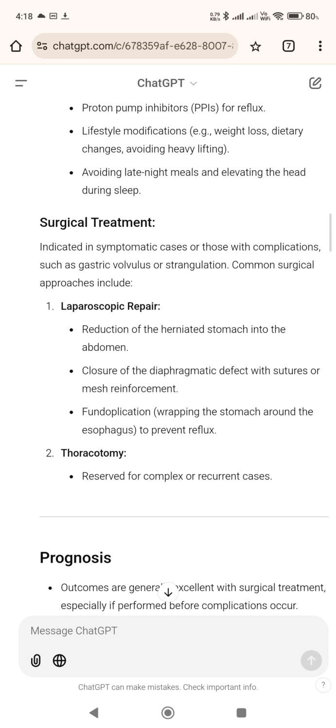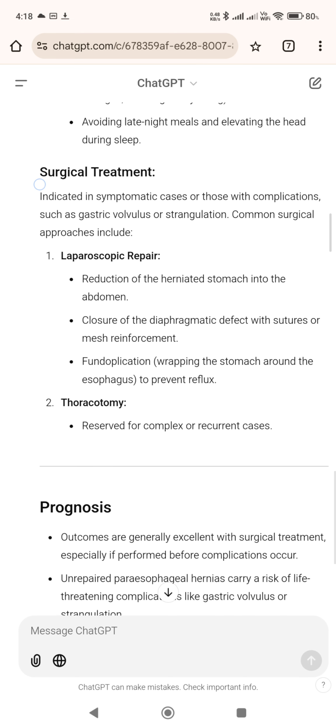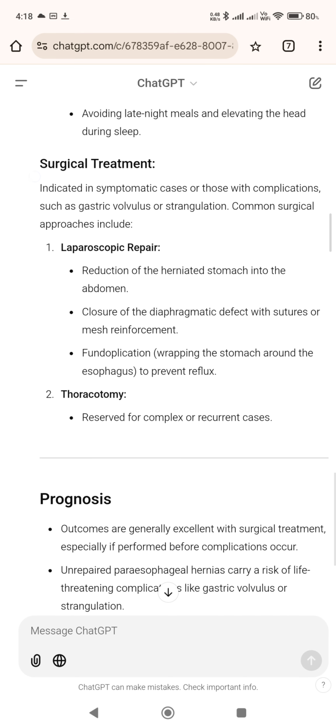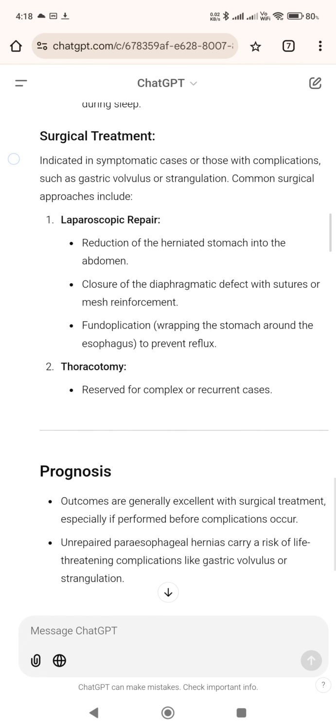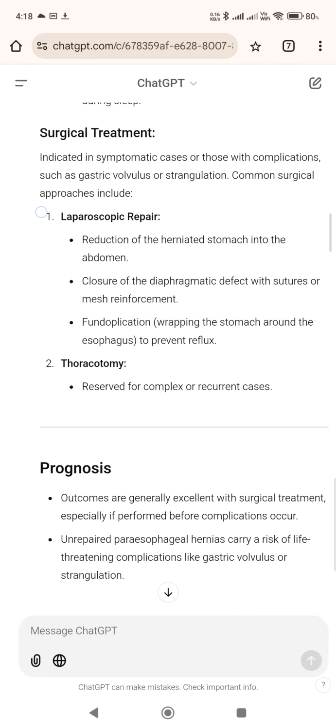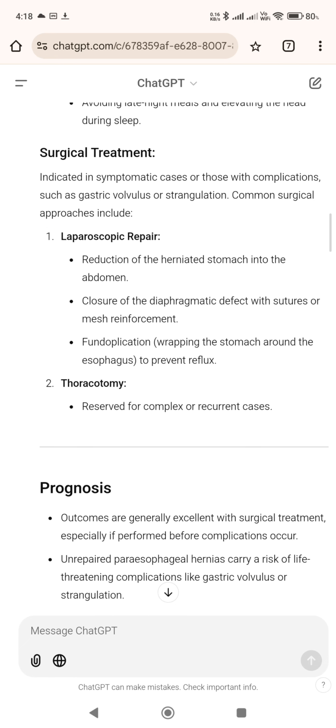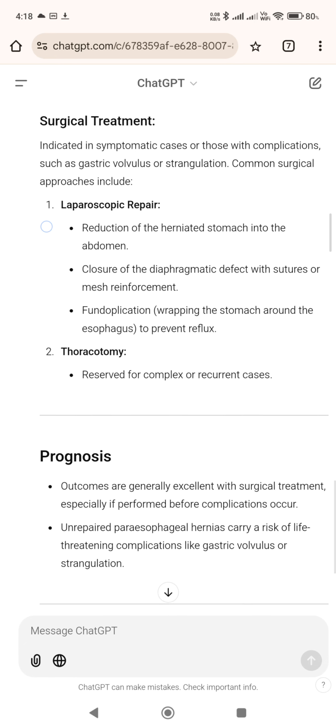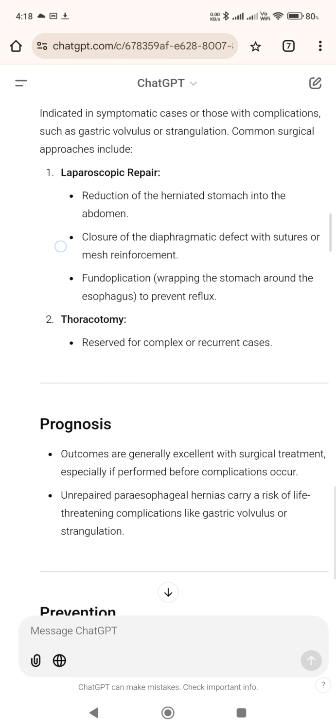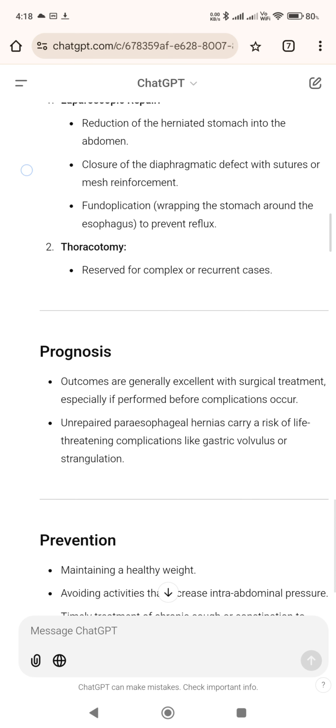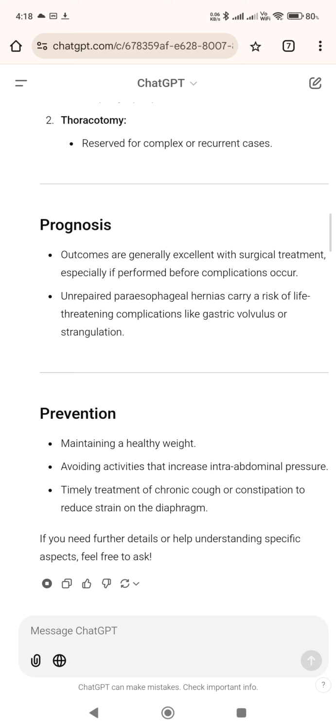Surgical treatment: indicated in symptomatic cases or those with complications, such as gastric volvulus or strangulation. Common surgical approaches include 1. Laparoscopic repair: reduction of the herniated stomach into the abdomen, closure of the diaphragmatic defect with sutures or mesh reinforcement, fundoplication, wrapping the stomach around the esophagus to prevent reflux. 2. Thoracotomy, reserved for complex or recurrent cases.